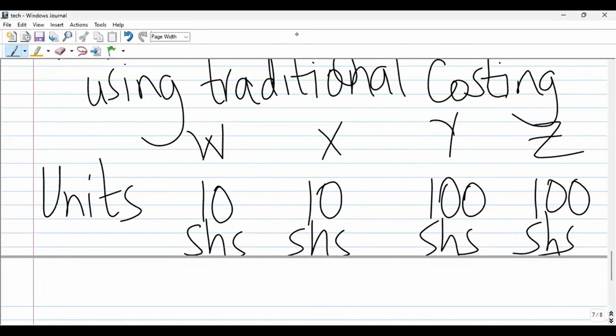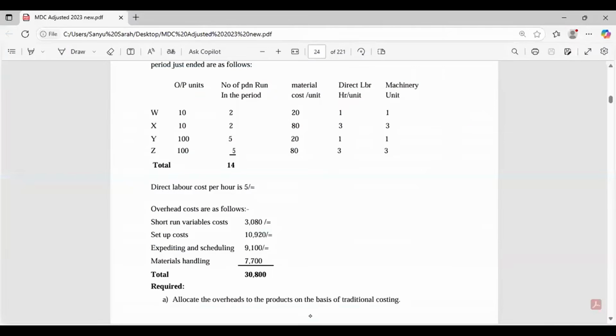So we come and see whether we have direct costs or we don't. From the question here, do we have direct costs? We have. So which direct costs do we have there? Direct labor cost per hour. So we have a direct labor cost, but it is per hour. That means it's 5 shillings per hour, meaning that if I want to see the labor cost for product W, I'm going to get 5 times the number of labor hours for W.